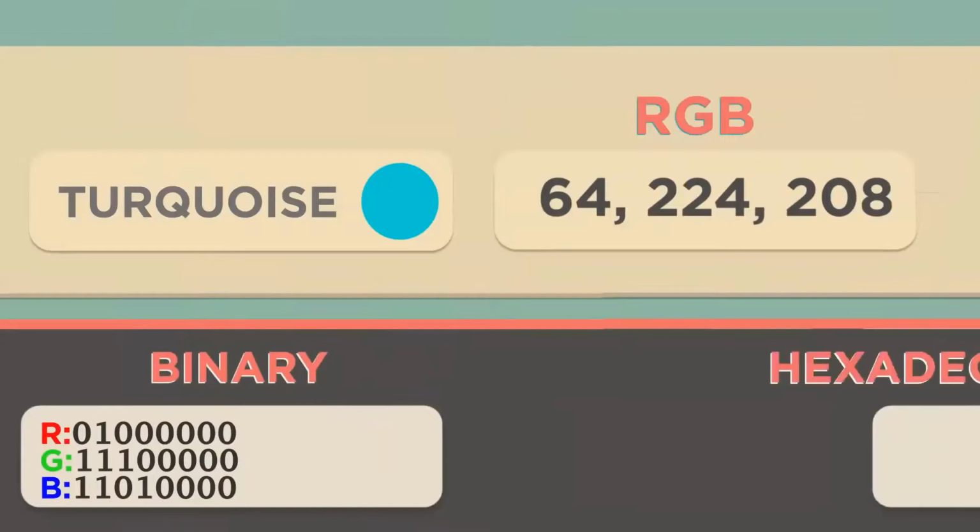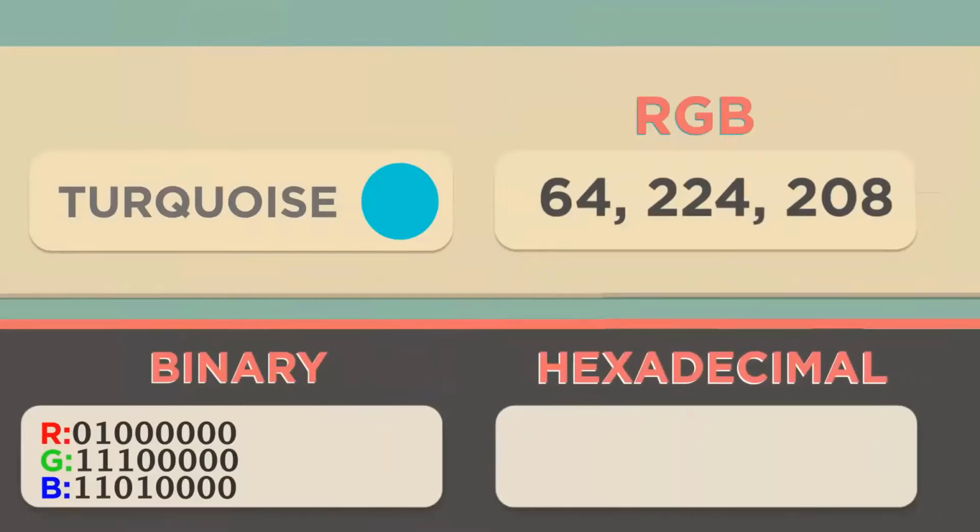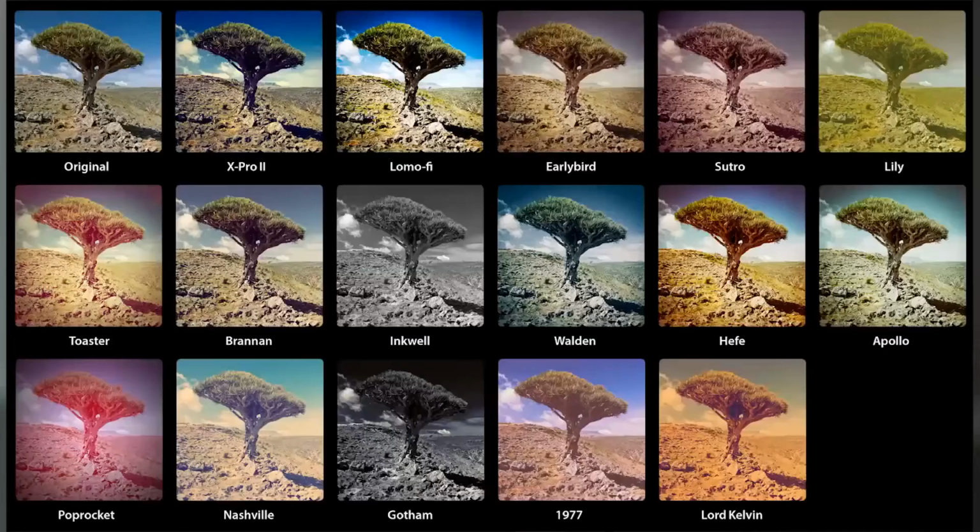So rather than binary, digital artists often use the hexadecimal number system to represent colors. So we can represent the same color turquoise using only 6 hexadecimal digits, so 40, E0, D0, which is a lot shorter. Let's say you want to modify the colors of the image. How do you do that?